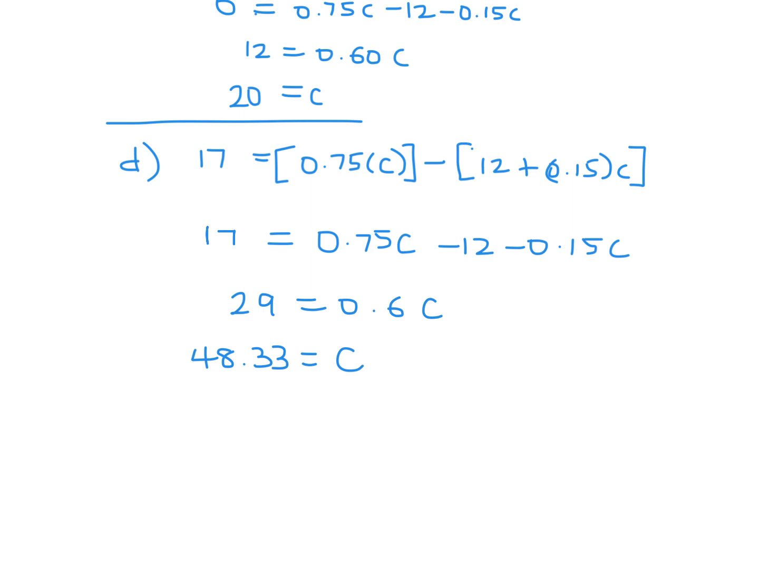I mean, you could, but in this case, they don't indicate that you're selling a fraction of a cup. So because of that, C must be an integer, and it can only be 17 if C is equal to 48.33. And therefore, since C must be an integer, this 17 would never be possible. So you can just write that out in a sentence format.